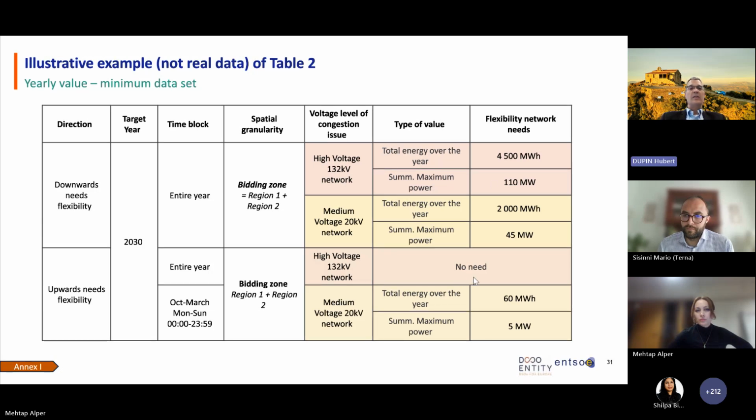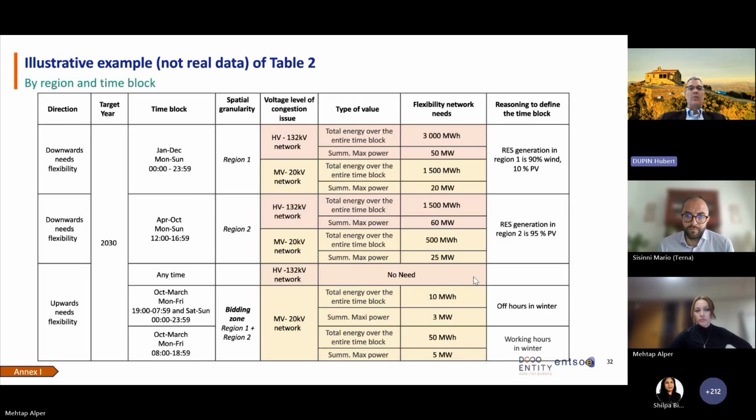Now we can also provide a finer data set, which is the next slide. We can be a bit finer on the time block. Maybe we have a region which is mainly photovoltaic, which means that the downward needs will probably only occur during summertime at daytime, which is what we say, for example, April to October, every day, between noon and 5 p.m. And likewise, we split it.